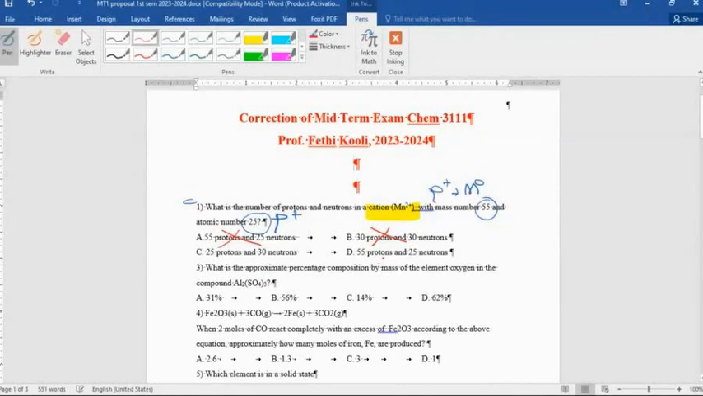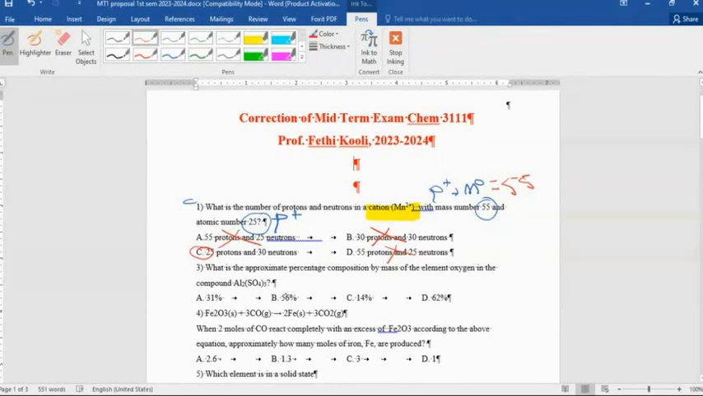Question D. Here he reversed the definition. Means he proposed for me 55 protons, which is completely wrong, because 55 is the number of the protons and the number of neutrons. So this one is wrong. C will be the correct choice. Why? Because I have 25 protons and the number of the neutrons will be 55 minus 25, which is 30 neutrons. So this one is my correct answer.